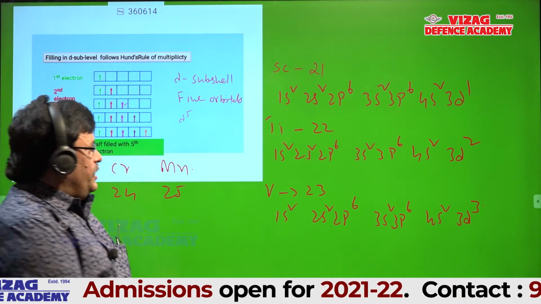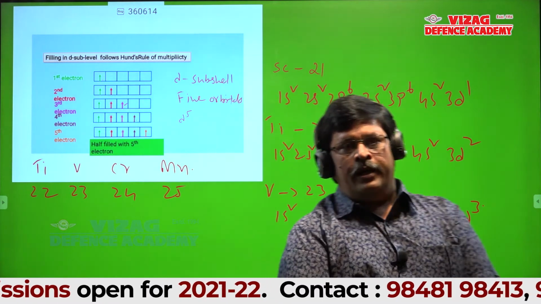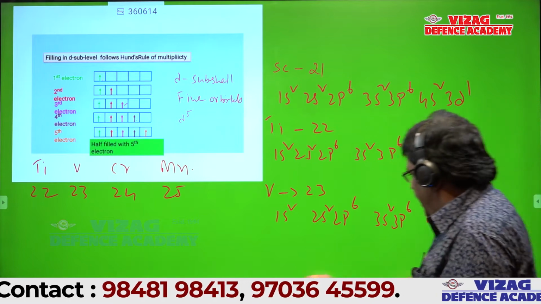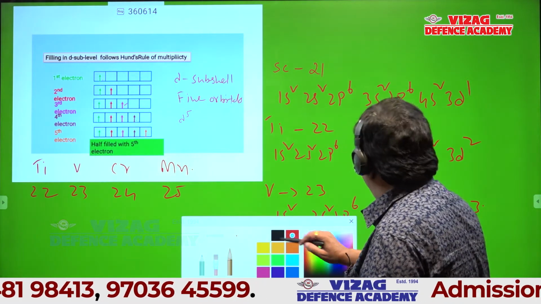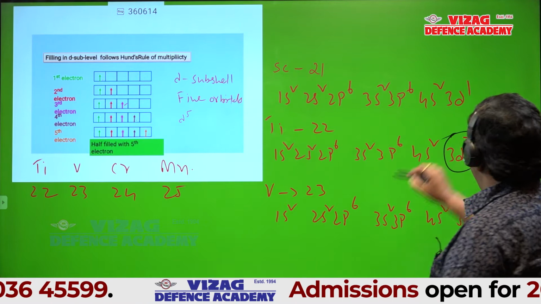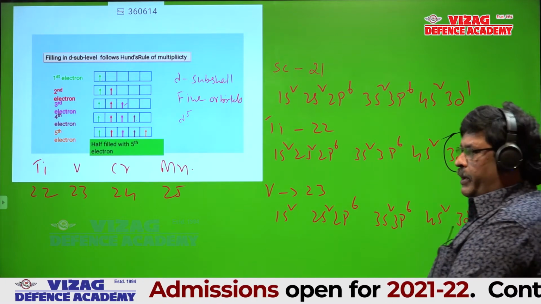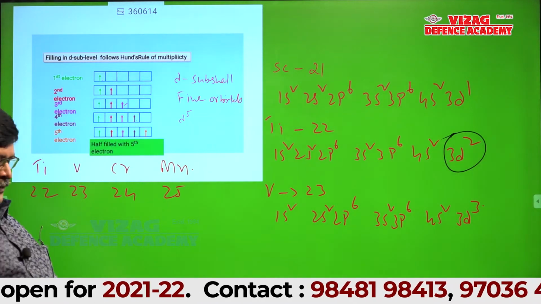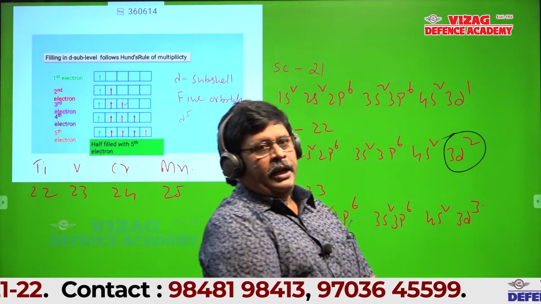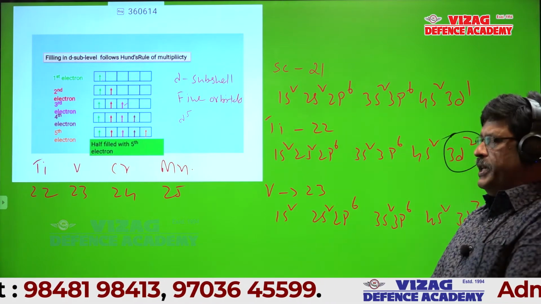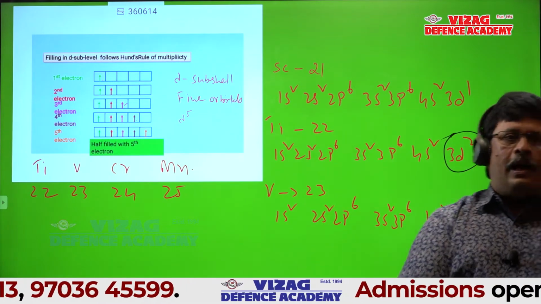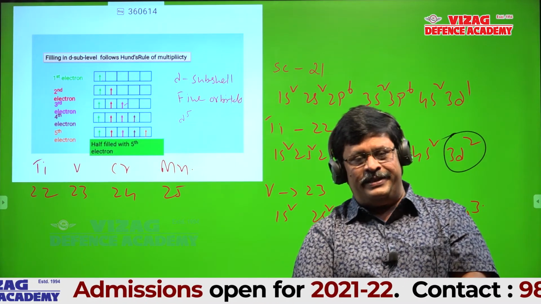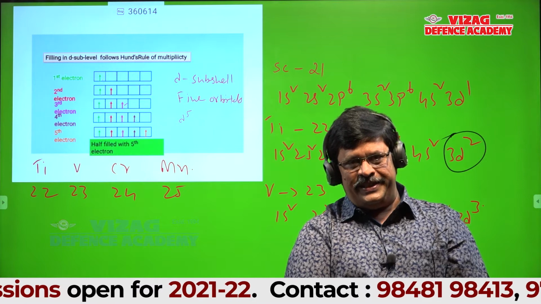Just listen to me, students. Look at the board. Can anyone tell how many unpaired electrons are there in titanium? There are 2, because the 2 electrons in this subshell should be in different orbitals since they are degenerate. We have to follow Hund's rule. Is it okay, students?